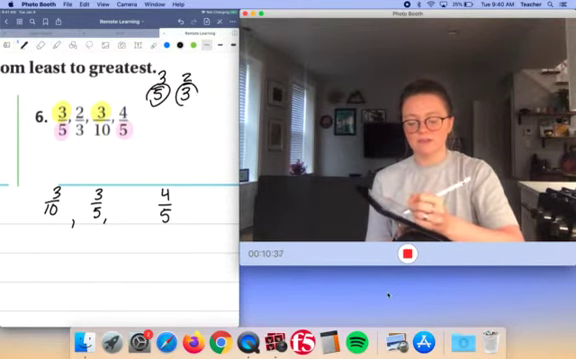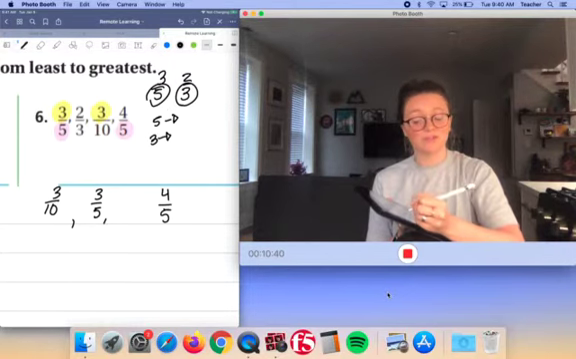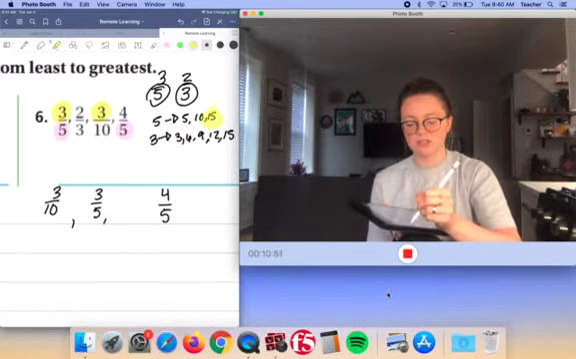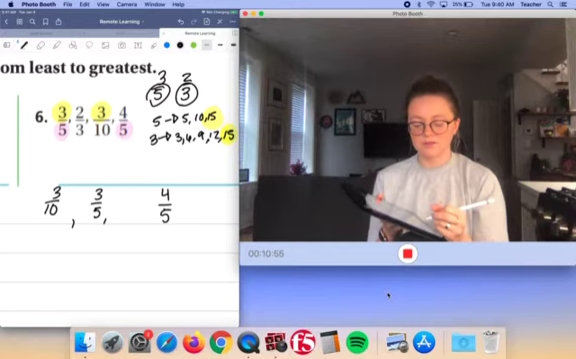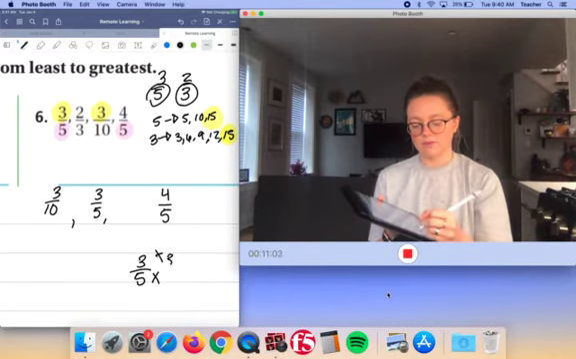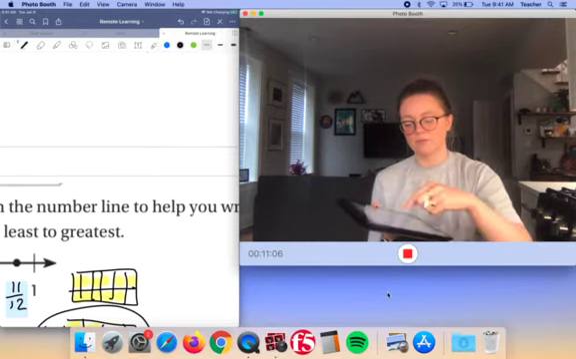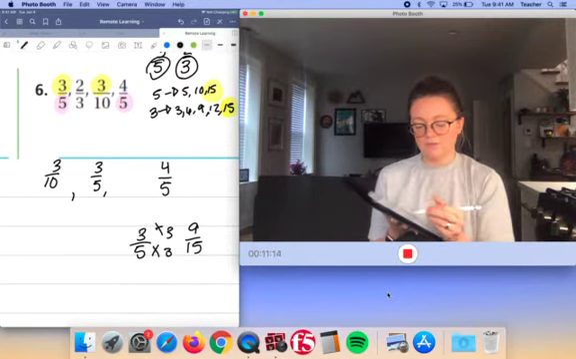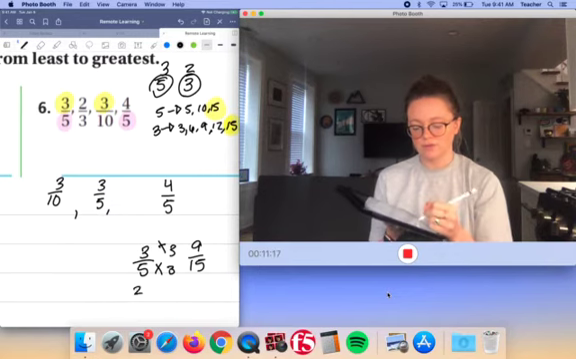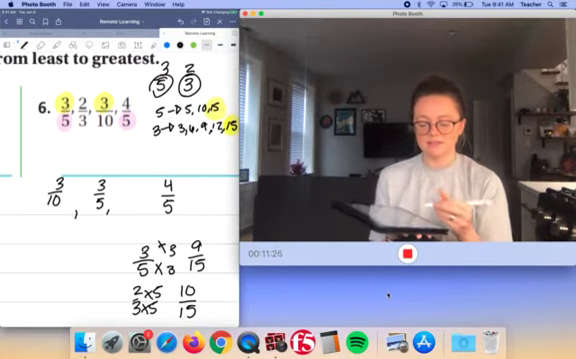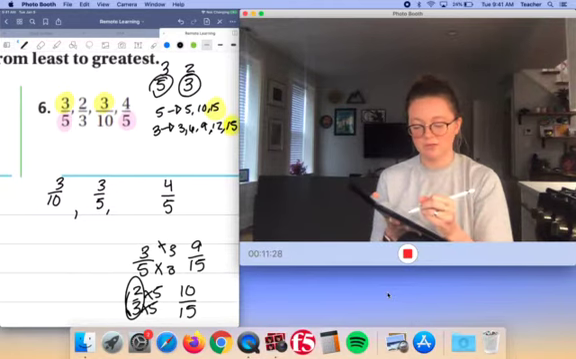So I'm going to list the multiples of 5 and 3. 5, 10, 15, and I have 3, 6, 9, 12, 15. So the one that they have in common is actually 15. So I'm going to do some work over here: 3 over 5, times 3, is 9 over 15. And then 2/3 times 5 is 10 over 15. So that tells me 2/3 is bigger than 3/5. So I'm going to put it here for now.